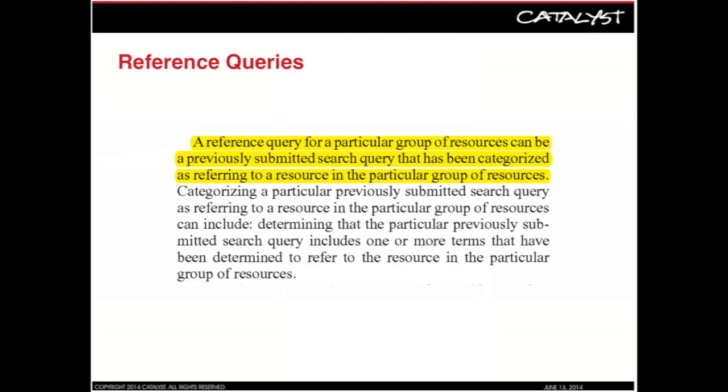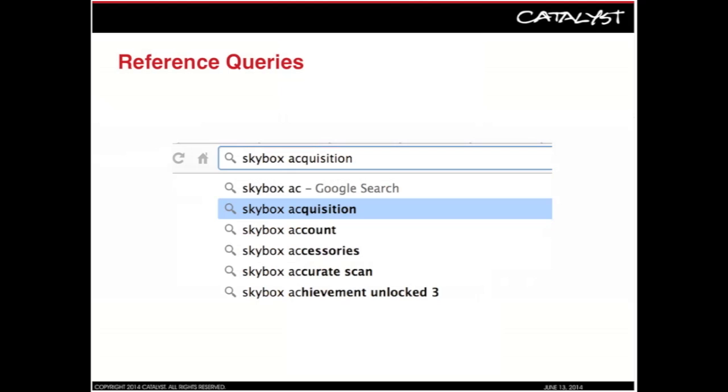Reference query is one of the last terms that we need to define. A reference query is when someone inputs a query into a search engine and they want to reference a particular site or resource. For example, if I were to put in Skybox or Skybox acquisition, Google knows that I'm really referencing skybox.com, and it's a query that's referencing it. So it's considered a reference query, and we'll dive into why that's important. But it's basically a search in Google that refers to an existing website.